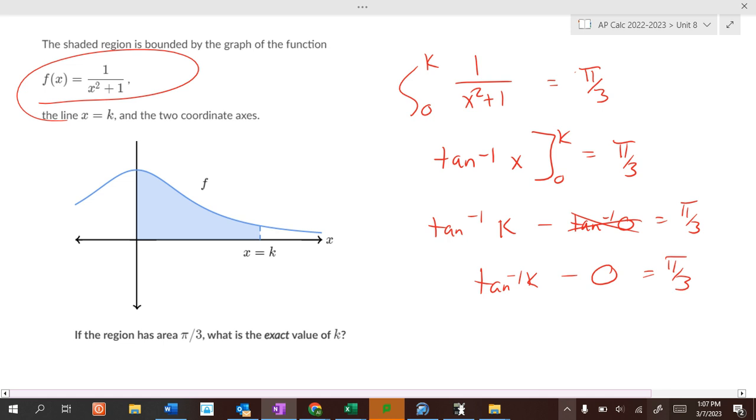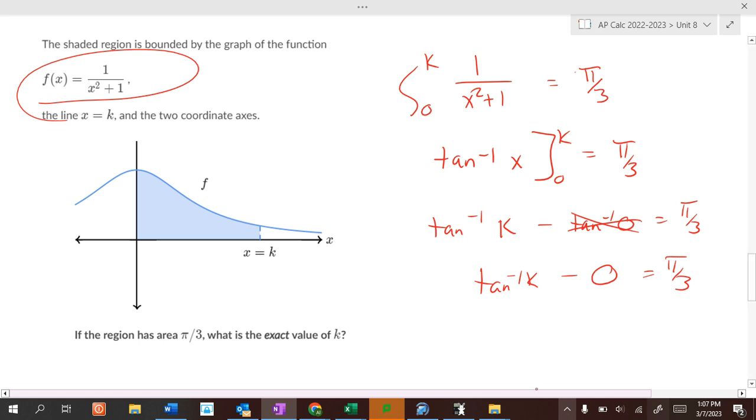Where is the inverse tangent equal to pi over 3? So what is the tangent of pi over 3 basically? What is the tangent of pi over 3? Because the inverse tangent of this crazy thing will be pi over 3.